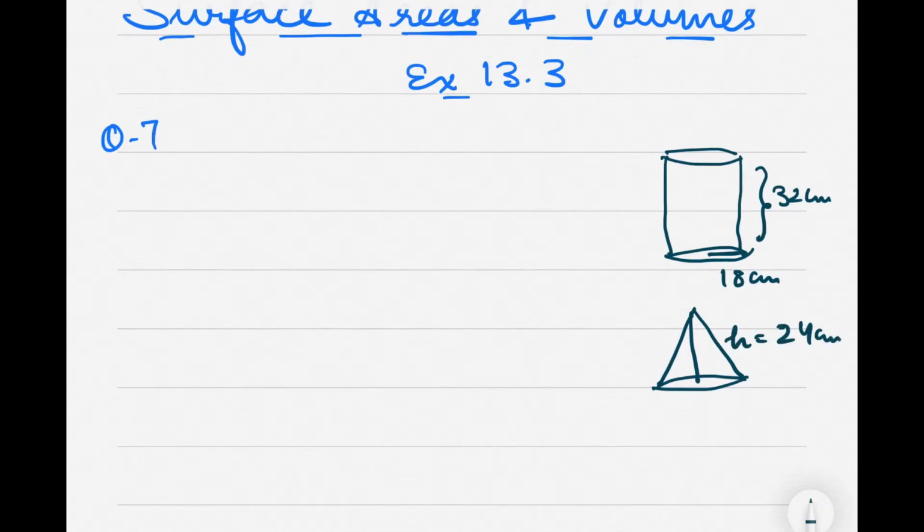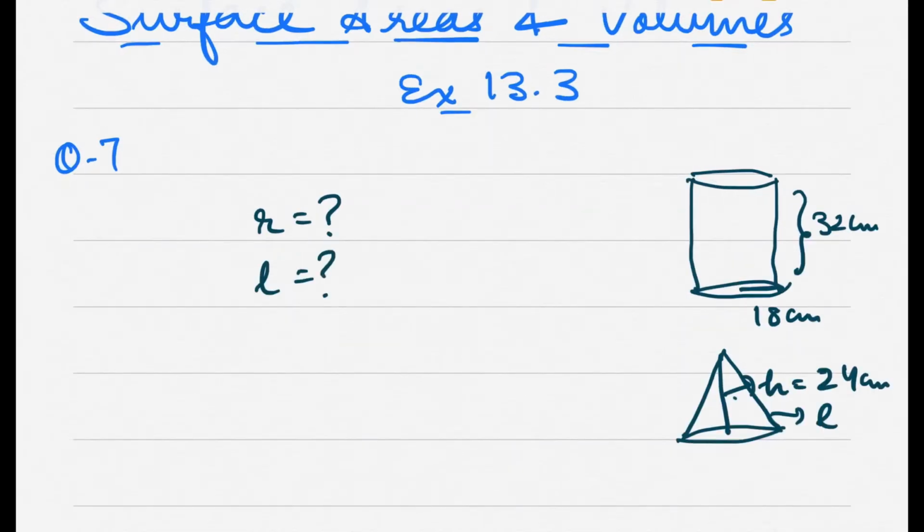Okay, and we have to find the radius. So I have written all the data which was given to me. So now what do I have to do? I have to find the radius and I have to find the slant height of this heap. So this height is this and I have to find the L. So these two things I have to find out. Okay, so let's move further.